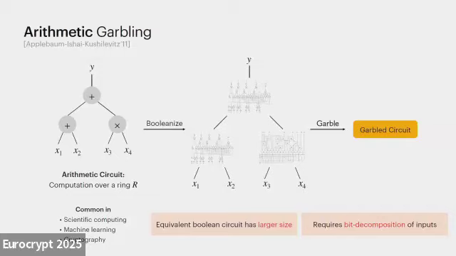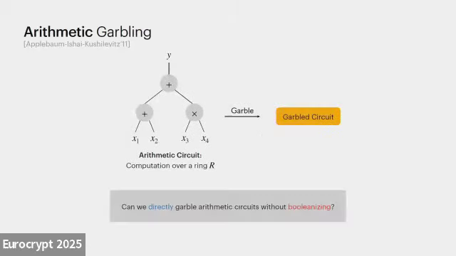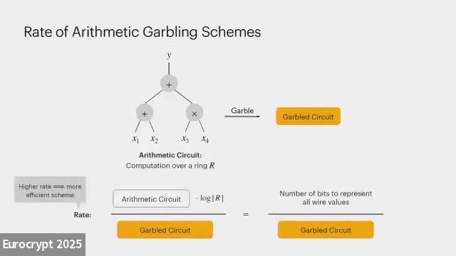The other issue is that to evaluate the resulting garbled circuit, you really need an encoding of the bits of the input. In some applications, like in cryptography, where we use garbled circuits, it's not possible to do this bit decomposition of the inputs. So we really want to work directly over the ring R. This is precisely why Applebaum, Ishai, and Kushilevitz posed the question of arithmetic garbling, which asks if we can directly garble the arithmetic circuit without Booleanizing it first. In their paper, they give a positive answer.